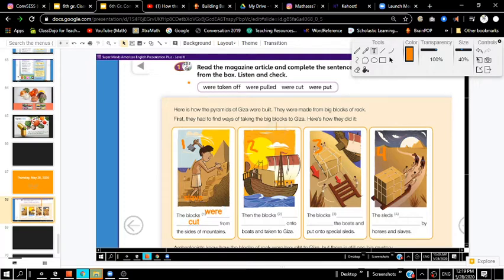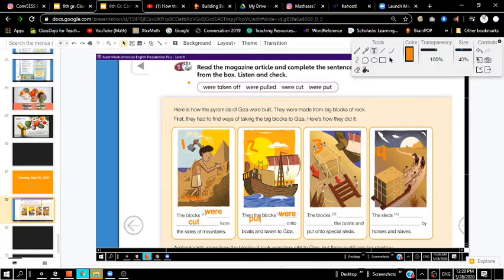Okay? What's going on in step 2? Well, I see a boat. I also see a sail. I see some slaves on a ship, possibly some Egyptians also. It says, then the blocks blank onto the boats and taken to Giza. Were the blocks pulled? Were they cut? Were they put? Were they taken off? I believe they were probably put, right? They had to put them onto the boat. So we're going to say, then the blocks were put onto boats and taken to Giza. All right? Put. All right.